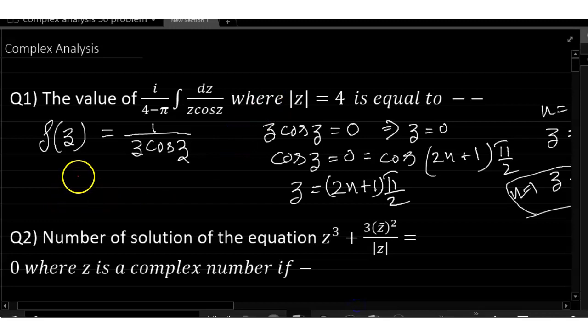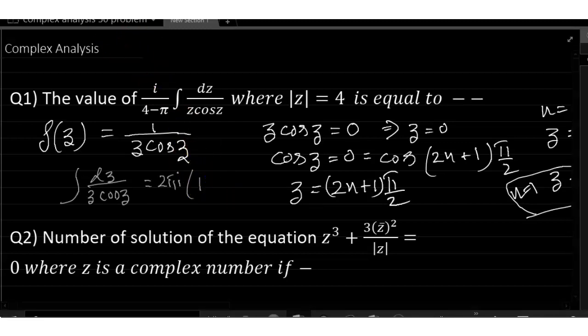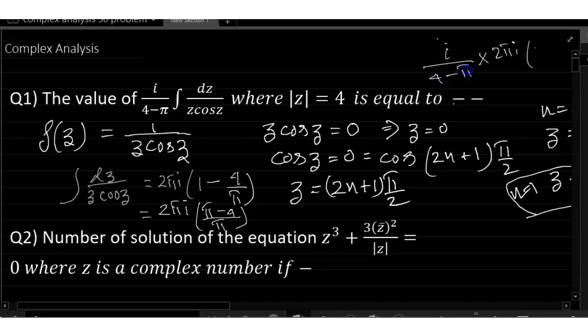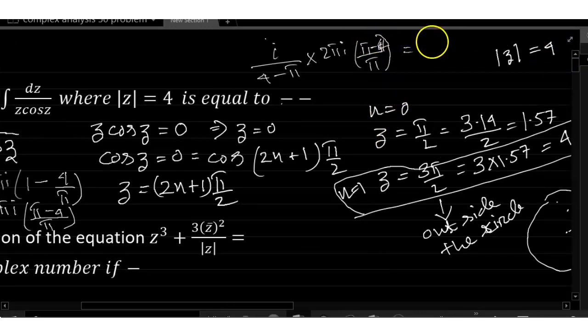So the answer is the integral of dz over z cos z, which equals 2πi times (1 plus... sorry, this is not plus, this is minus 4/π), which equals πi times (π − 4)/π... So 2πi (π − 4)/π, which equals π − 4 equals 2. So my answer here is 2.